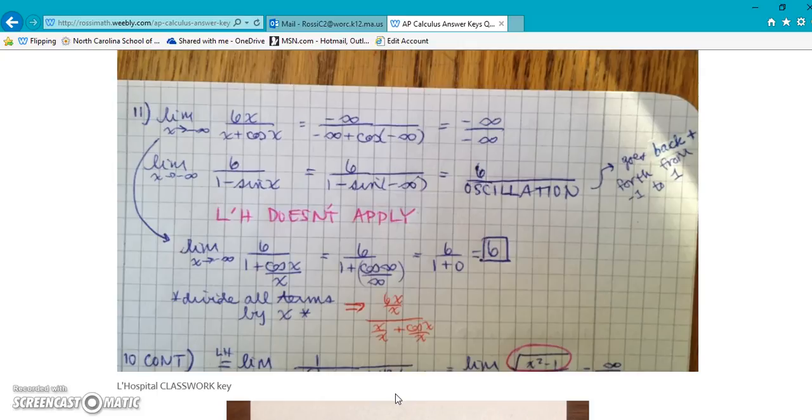When you try direct substitution here, you end up with just 6. It works. This is a technique that comes up every now and then, so just keep that in mind whenever you do these. It's not as common, but it does happen.